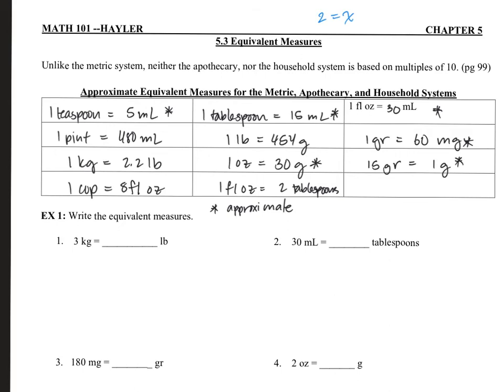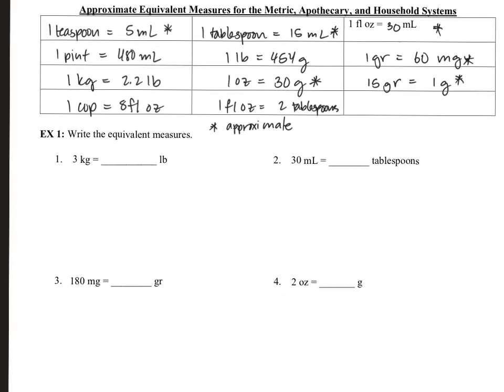And 15 grains is equal to 1 gram. Alright, so once again, remember, we have grain versus gram. Okay, so let's go ahead and write out the equivalent measures using our chart.